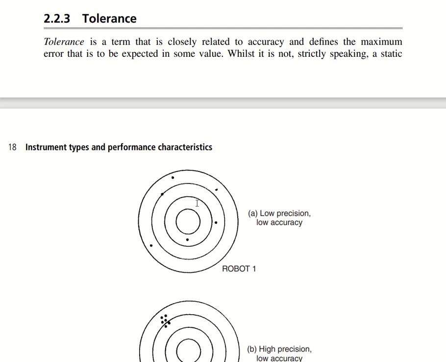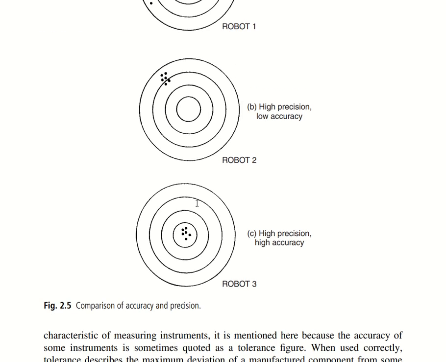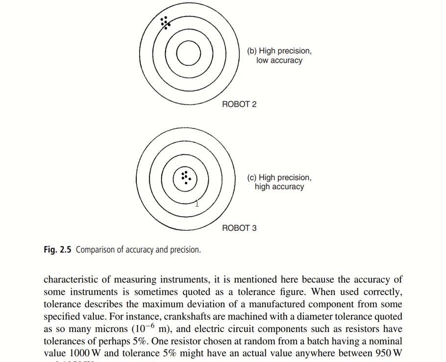Now let's see what tolerance is. Tolerance is a term that is closely related to accuracy and defines the maximum error that is to be expected in some value, but it's not, strictly speaking, a static characteristic of a measuring instrument. It is mentioned here because the accuracy of some instruments is sometimes quoted as a tolerance figure. But when used correctly, tolerance describes the maximum deviation of a manufactured component from some specified value.